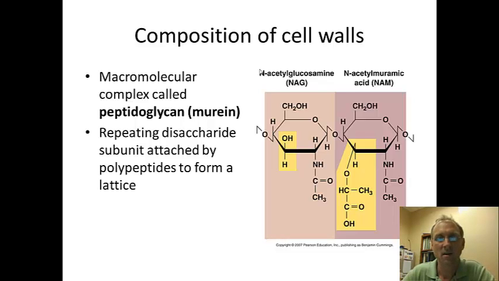It's composed of a compound called peptidoglycan, or murein, and as you might be able to guess from its name, peptidoglycan has two parts. It has a carbohydrate, a sugar part, and that's what the glycan root in that word means, and a polypeptide or protein part, and that's what the peptido part means.